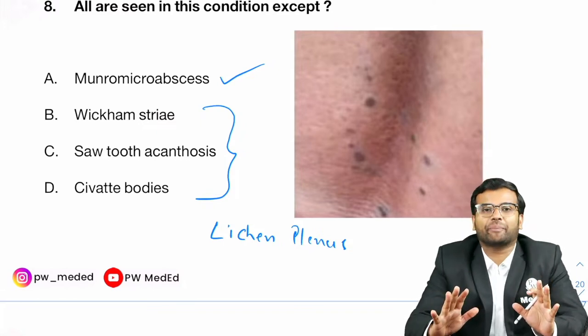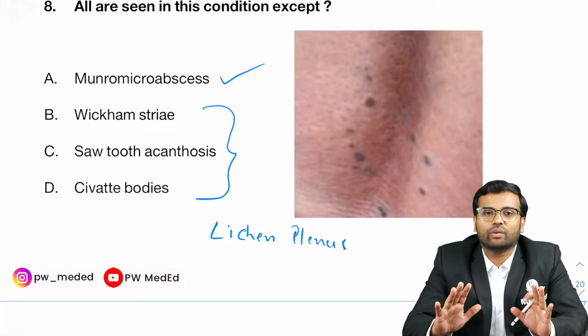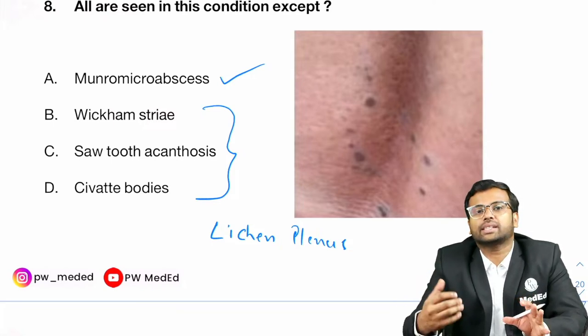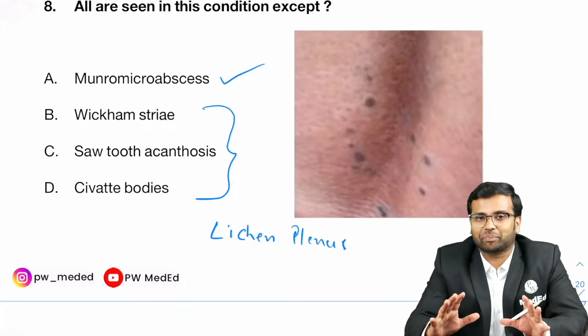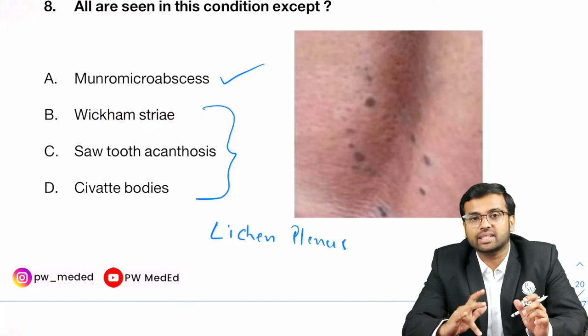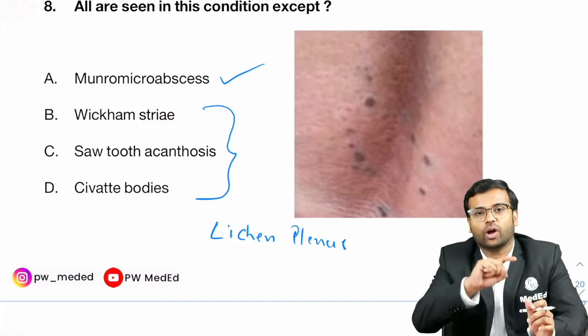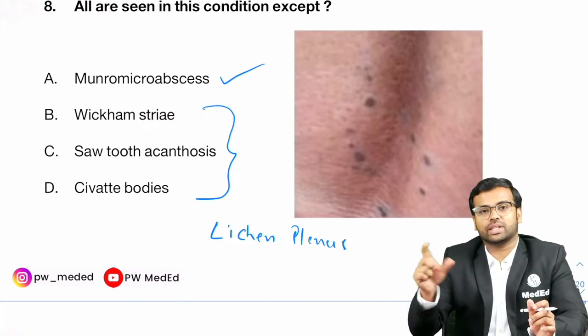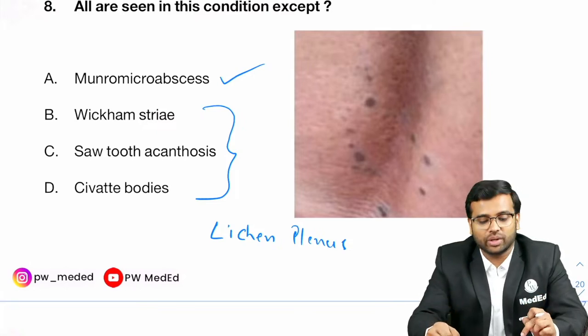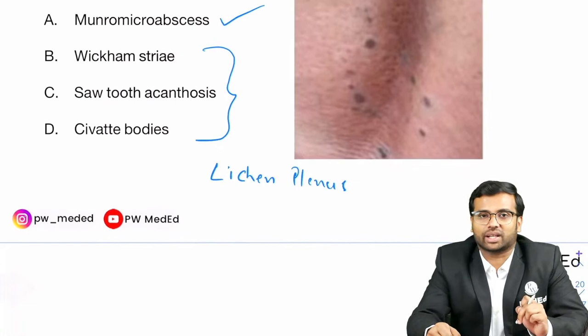So please remember, on the day of your exam, always try to describe the lesion that is given in the image. In case the image is not very clear or you are not able to make out the diagnosis, then especially in these types of questions where you get "all are seen except", which means three of the options are going to be seen in one disease, correct? In that way, please try to make out the correct answer.